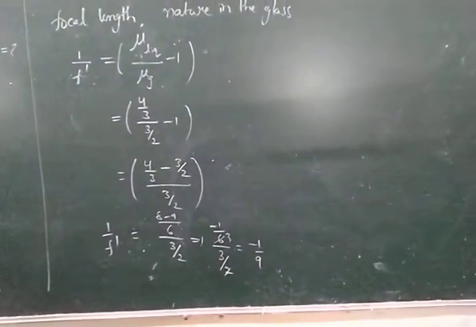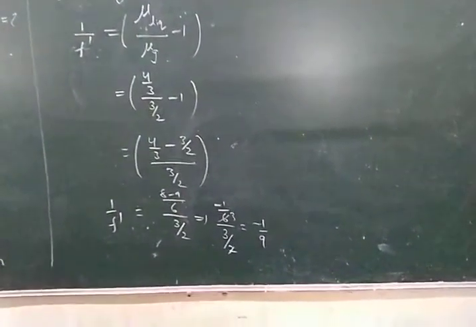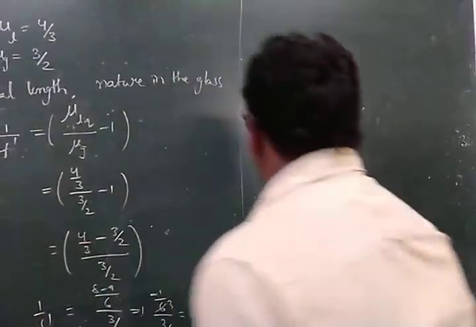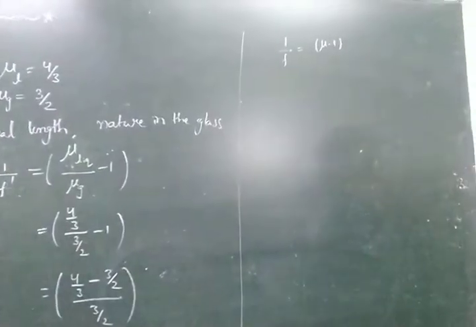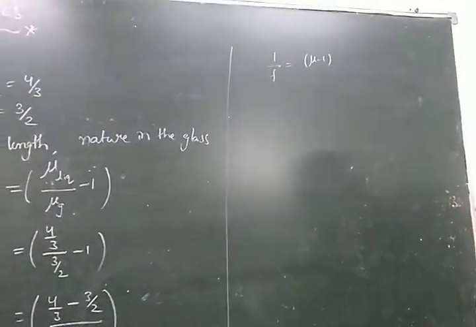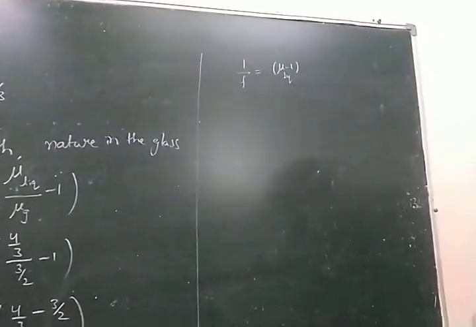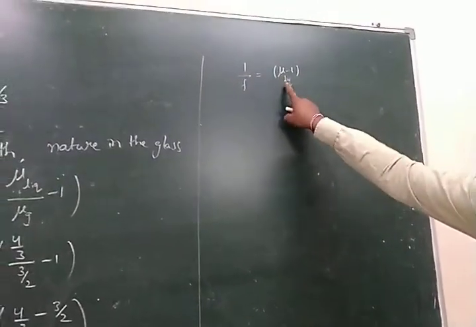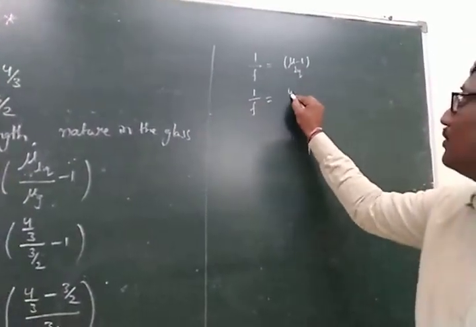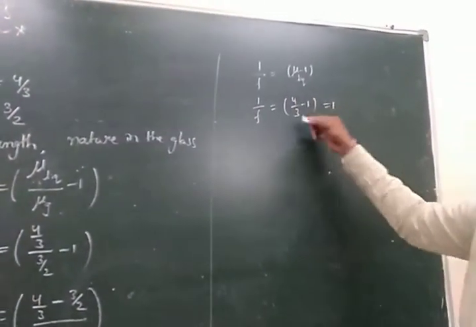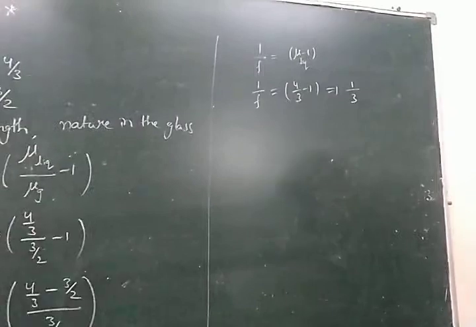Next we find 1 by f, which is equal to the refractive index of the liquid minus 1. So 1 by f is equal to 4 by 3 minus 1. Taking the LCM, 4 minus 3 is equal to 1 by 3. So 1 by f is 1 by 3.